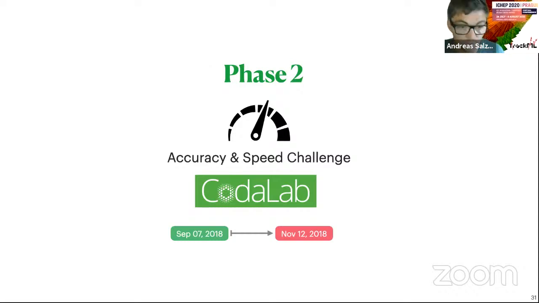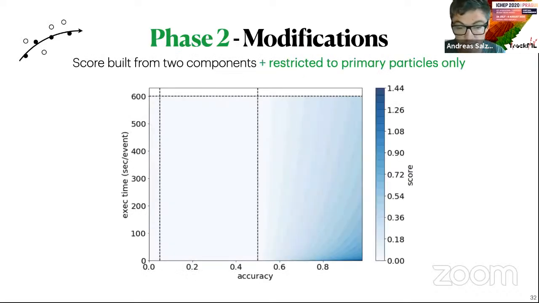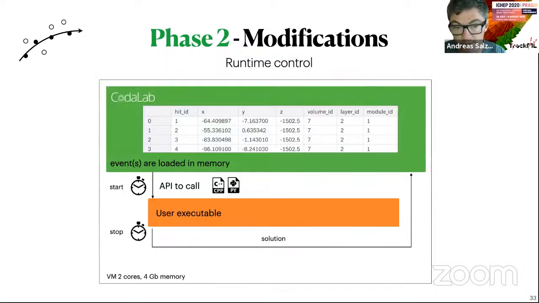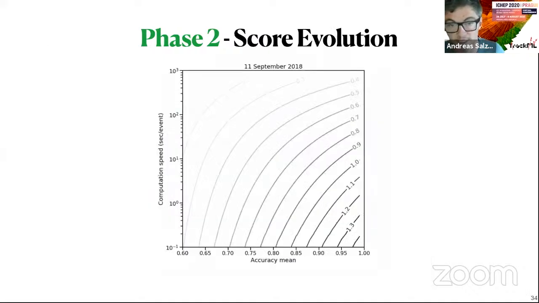Now let's move to the second phase, which was the same, repeating this challenge, but looking at the speed of the algorithm as well. For this, we augmented the score we had in the first phase with an execution time, and to do that, we had to really work with the CodaLab team to create a setup where we basically have the event in memory, have a public API to call for the users, and then measure in a controlled environment the user executable. This is one of the first challenges where this has actually been done.